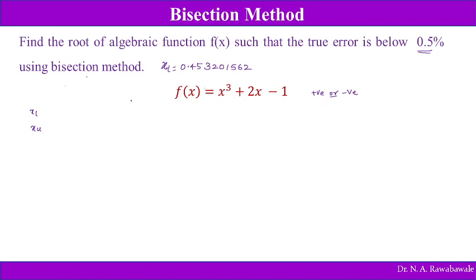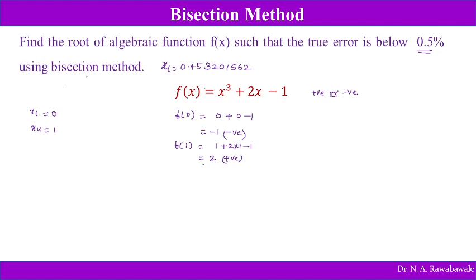For example, if we substitute XL equal to 0 in this equation, f of 0 works out to be 0 plus 0 minus 1, that is minus 1, which is negative. Now let us assume that in place of XU we substitute 1. So f of 1 is 1 plus 2 into 1 minus 1, the 1 minus 1 gets cancelled, this will be 2 and this answer is positive. So earlier it was negative and now it is positive.